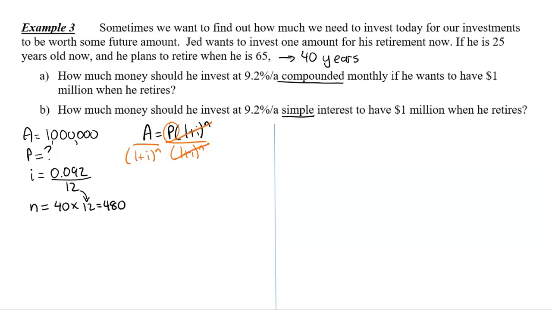So what we do now is we just rearrange this for P, because that's what we're trying to isolate. We divide both sides by 1 plus i to the power of n. And that cancels out the 1 plus i to the power of n. And P is equal to that. We sub the numbers in, so it's equal to 1 million divided by 1 plus 0.092 divided by 12.